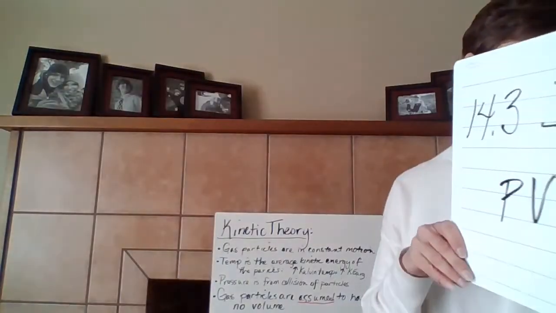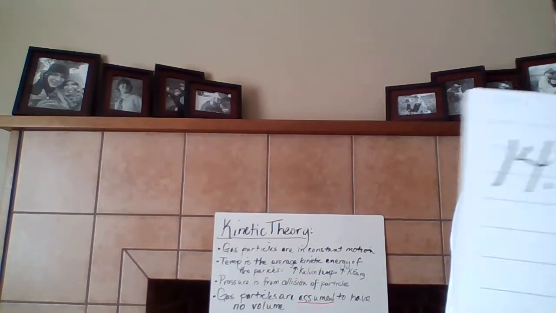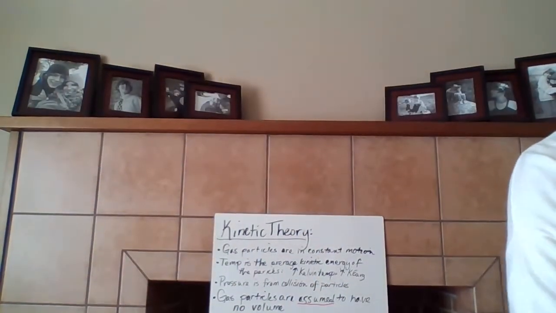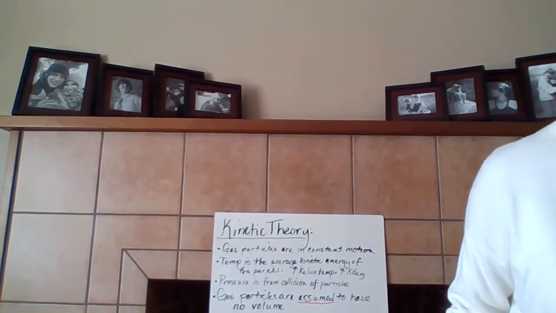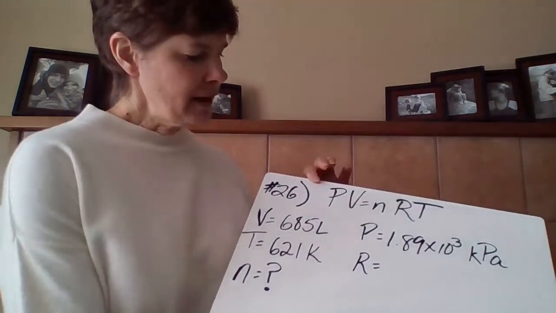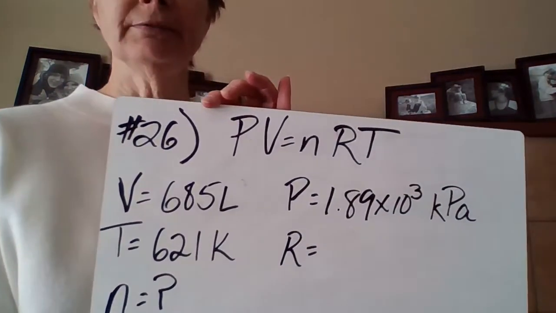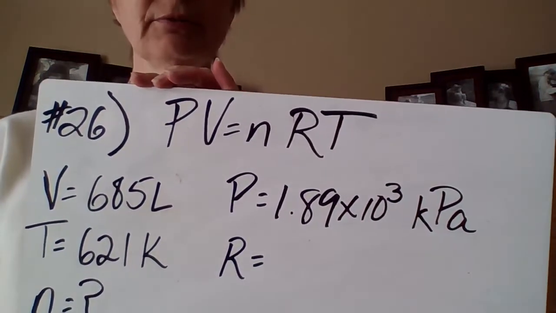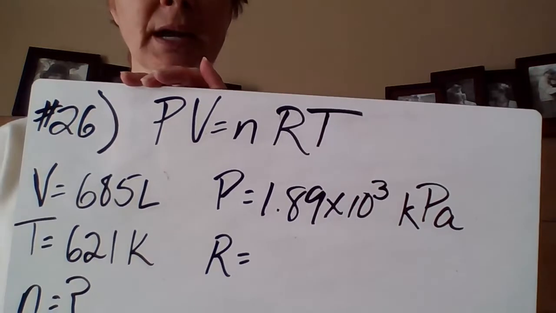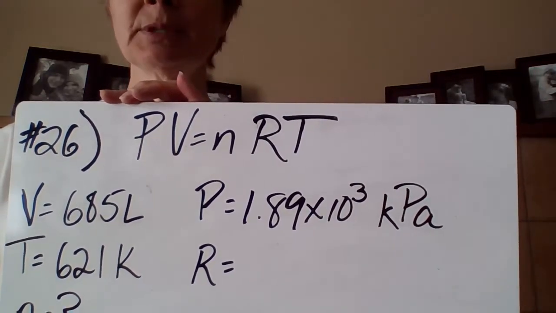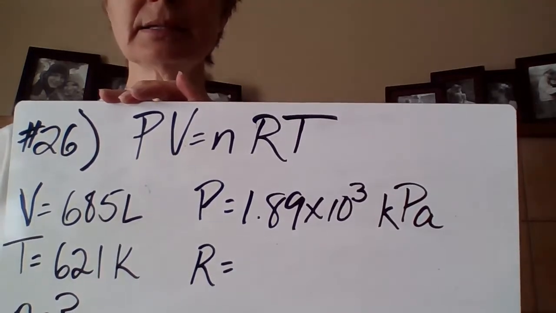It is the pressure value of a problem that's going to determine which of these two R's you use. I'm going to go through an example now for the ideal gas law, so PV equals nRT, and I'll be looking at question number 26 in the book. For question number 26, we are given a volume of 6.85 liters. We're given a temperature in Kelvin already, so we don't have to convert. That's 621 Kelvin. Given a pressure value of 1.89 times 10 to the third kilopascals.